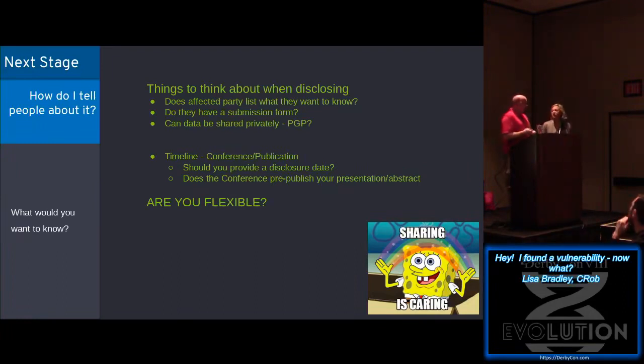A lot of the websites that the product teams have will also tell you what type of information they want. They may have a form for you to fill out so that you can submit it securely to them. But the idea is to try to collect as much information as you can so that the company can understand what it is that you found and reproduce it themselves.